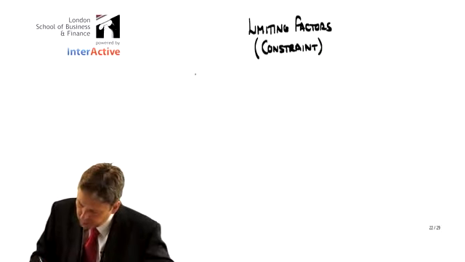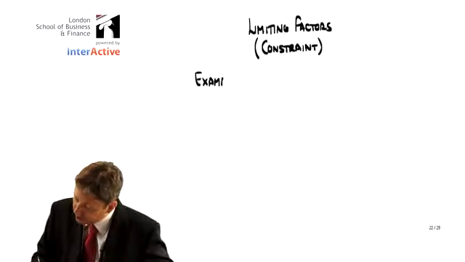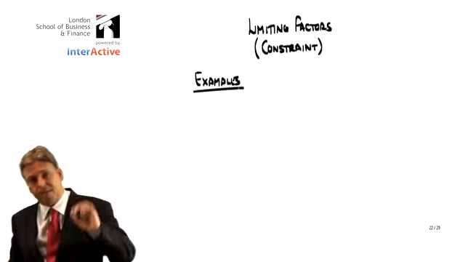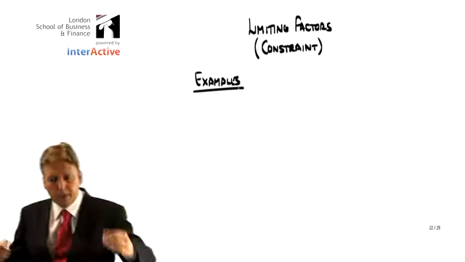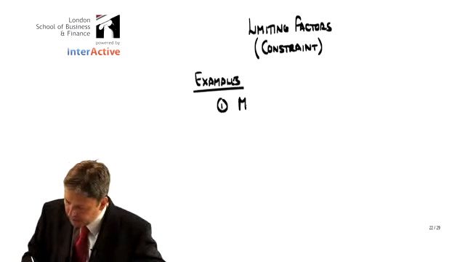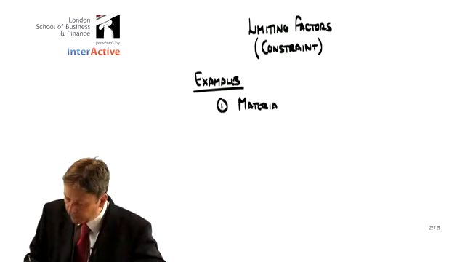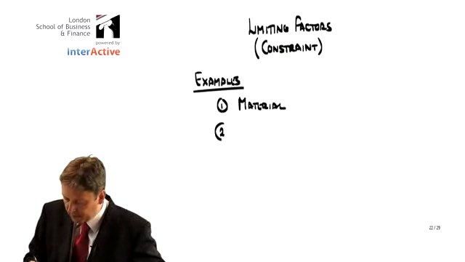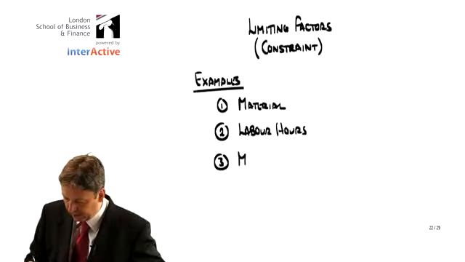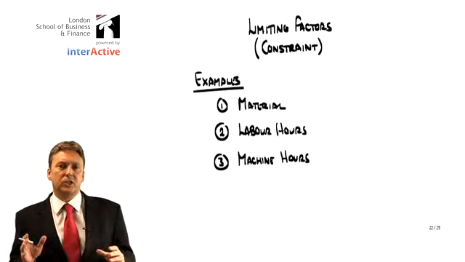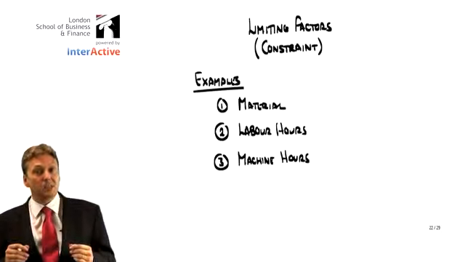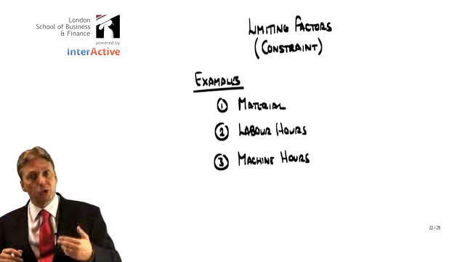So the sort of examples we may have, well, I suppose you could guess they are going to be all the factors of production. For example, we may have a limited amount of material, or we may have a limited amount of labour hours, or alternatively, possibly machine hours. Given that we have this limitation, it is critical to maximise profit in relation to that limitation.